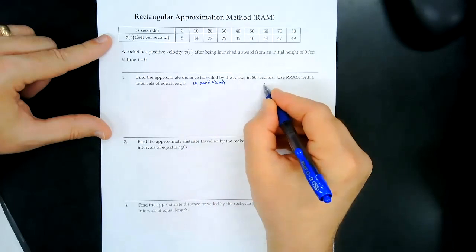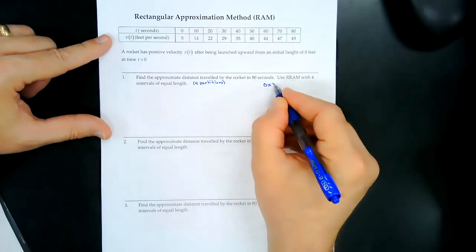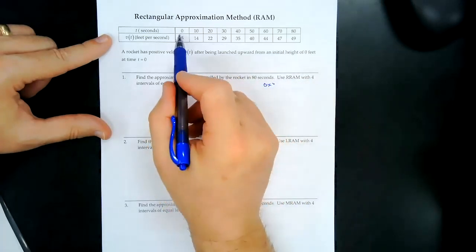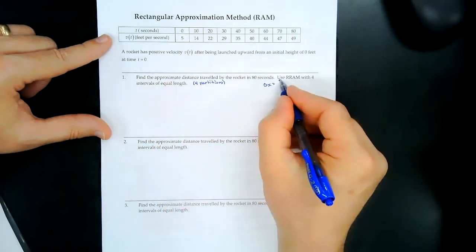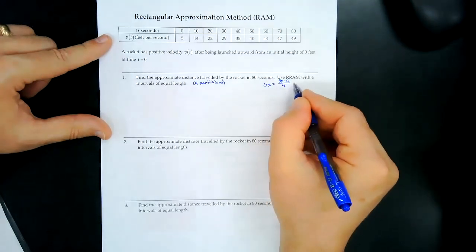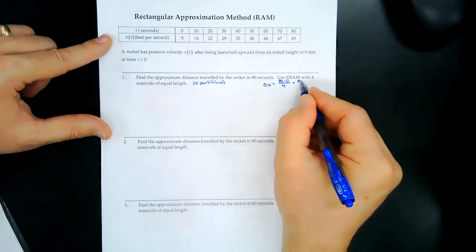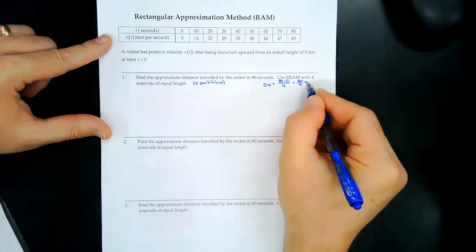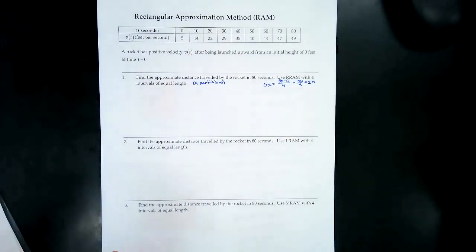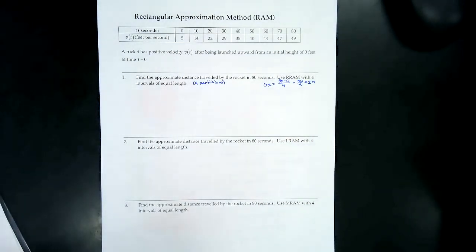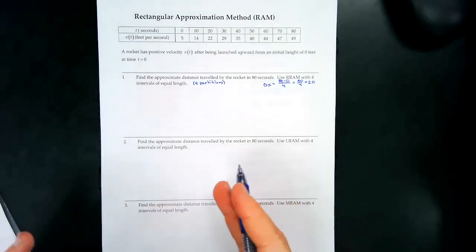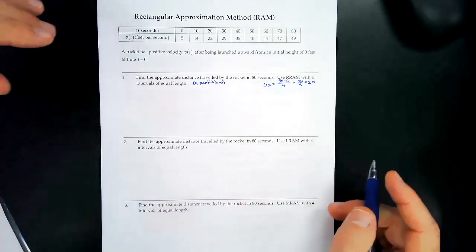Okay, so I need to calculate my delta x. So my delta x is, we want to do the 80 seconds, right? So we're going to start at 0, and we're going to end it at 80. So that'd be 80 minus 0. And then we want to divide by 4 partitions. So that'd be 80 divided by 4, which means 20. So my rectangles are going to have a width of 20. So we're going to go from 0 to 20, and then 20 to 40, and then 40 to 60, and then finally 60 to 80.